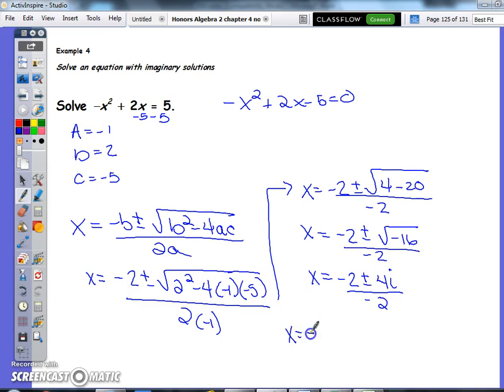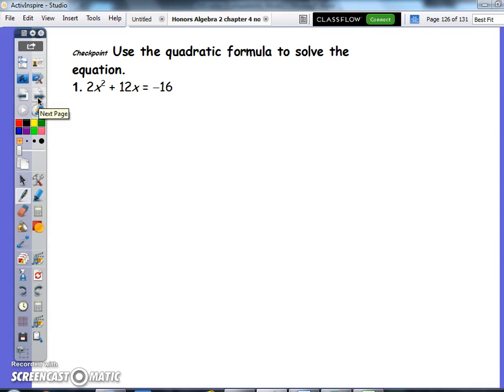There's x equals -2 plus 4i over -2, which happens to be 1 minus 2i when you simplify. Or you could have x equals -2 minus 4i over -2, which is 1 plus 2i when you simplify. There you go. Moving along, here again, we have to add the 16 because it has to be equal to 0.